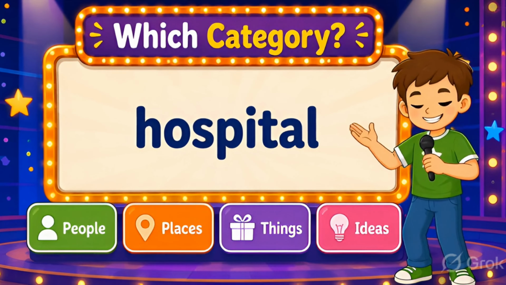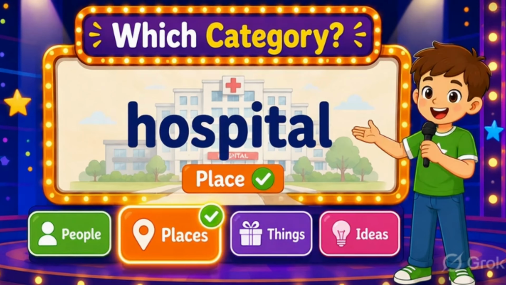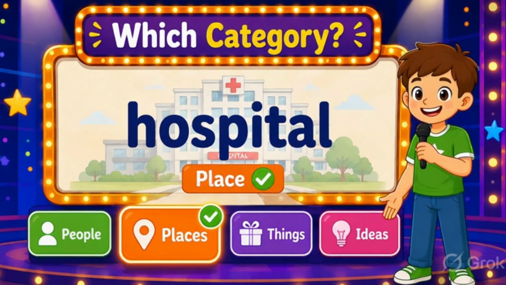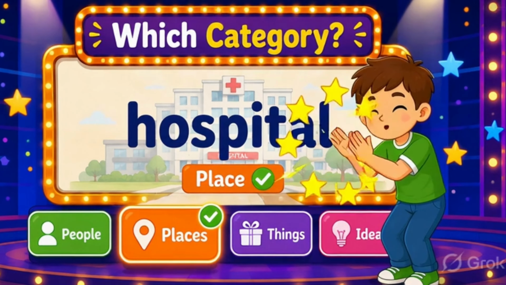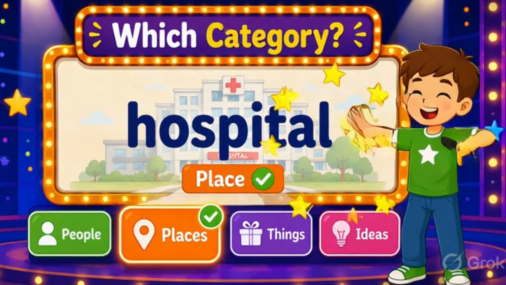Ready? First word, hospital. Hospital, a place. It names a location where people receive medical care. That makes it a place noun. Well done if you got it.